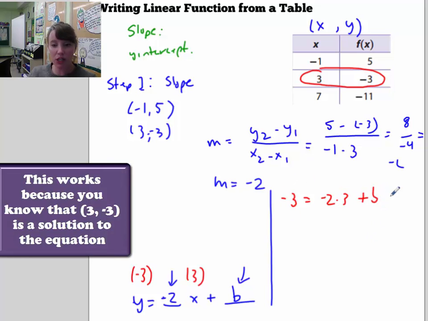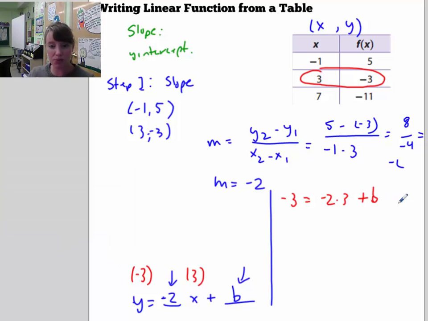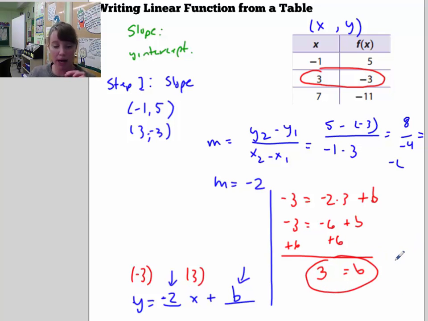Well, when I have an equation with only one unknown, it's very easy for me to solve for that unknown, right? So here I have -3 is equal to -6 plus b. I add 6 to both sides, and I have b is equal to 3, right? So right there, I solved for my y-intercept. So I have the slope, and I have the y-intercept.